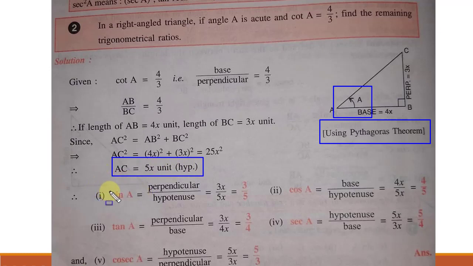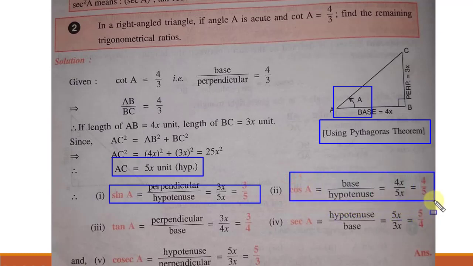You can see sine A. Sine A equal to what? Perpendicular by hypotenuse. Perpendicular is 3x and hypotenuse is 5x. So 3x by 5x, x cancels, that is 3 by 5. Next, cos A. Cos A is equal to what? Base by hypotenuse. Base is 4x by hypotenuse 5x. X cancels, it's 4 by 5.